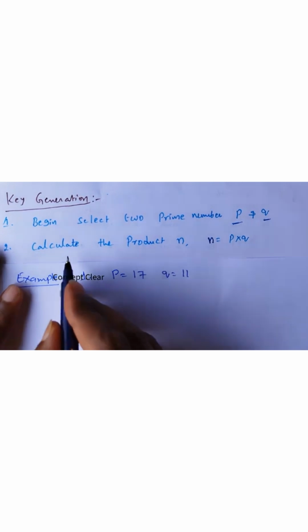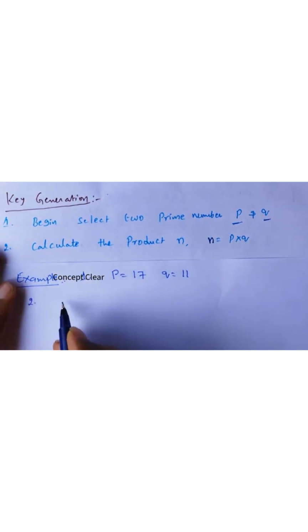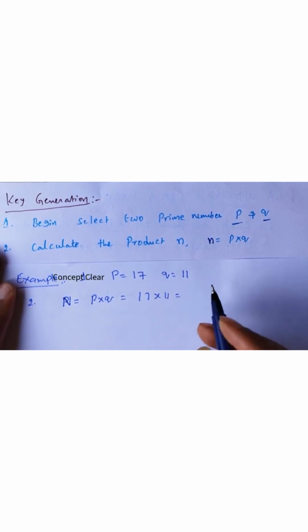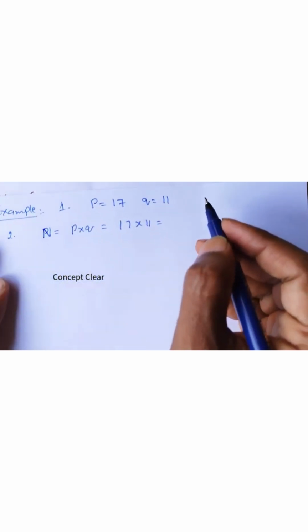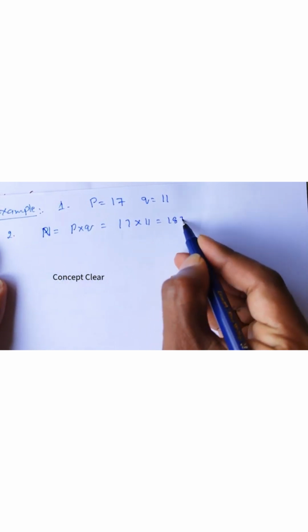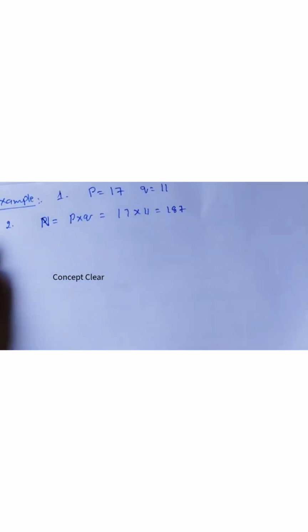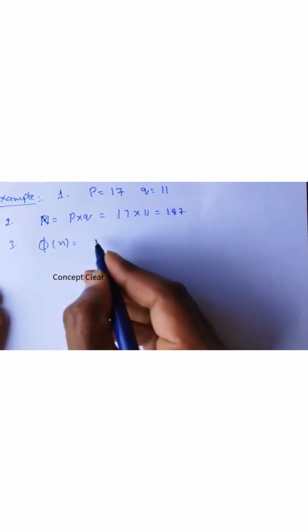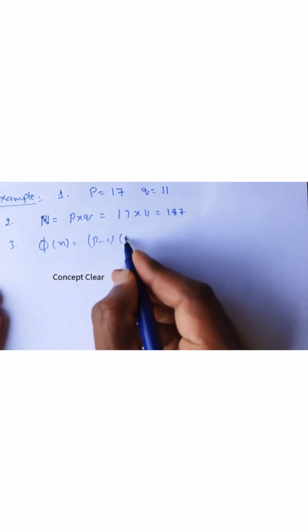What is the next step? Calculate the product N. N equals P into Q. So what is the value? 17 into 11. If we calculate, we will get 187. The second step gives 187. And what is the third step? Calculate phi of n, that equals (P minus 1) into (Q minus 1). So the third step is phi of n equals (P minus 1) into (Q minus 1).